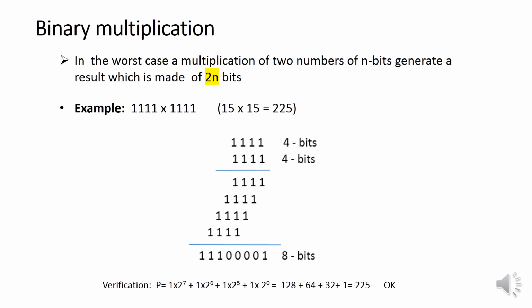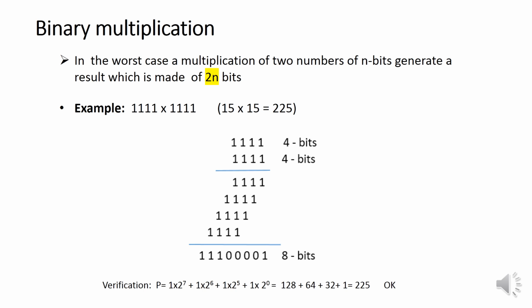As we learned from the previous video, one of the properties of binary multiplication is that, in the worst case, a multiplication of two numbers of n bits generates a result which is made of 2 times n bits. As an example, let's see this worst case in the case of 4 bits.